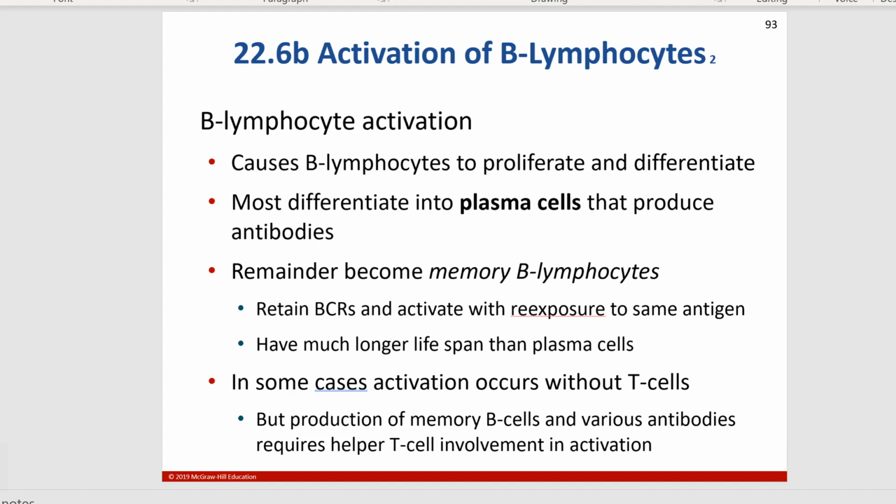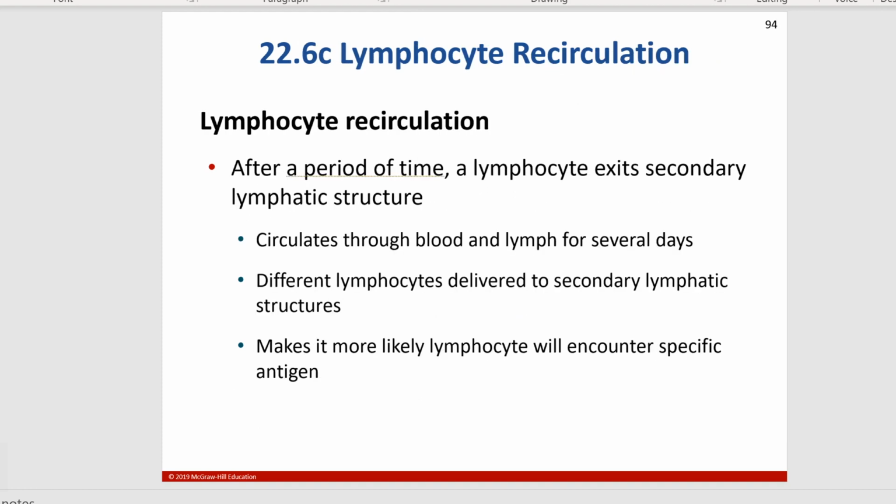So most are differentiating into plasma cells and memory cells. After a period of time, the lymphocyte exits the secondary lymphatic structure and circulates through blood and lymph, which makes it more likely the lymphocyte will encounter a specific antigen. All right.